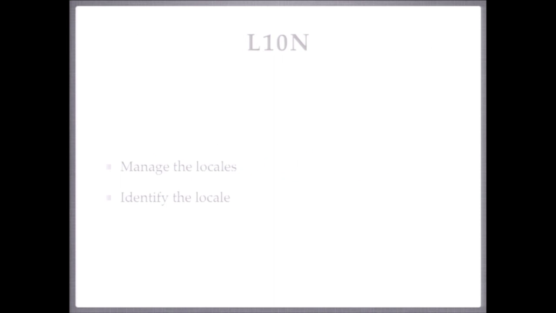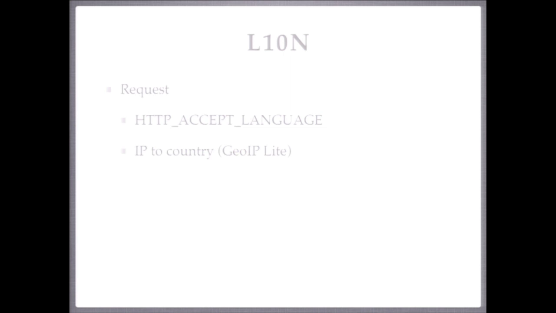We also have localization that manages the locales and identifies the locales. It's a very important thing to identify the locale, and there are some ways to do that. You can do it based on the request, so you can just check what the browser sent to you. I have mine configured to English, so it will always fall back to English. There are some websites that when I go to .com, it automatically goes to .com.br. Or you can just use an IP to country lookup like GeoIP, define the country and set it.